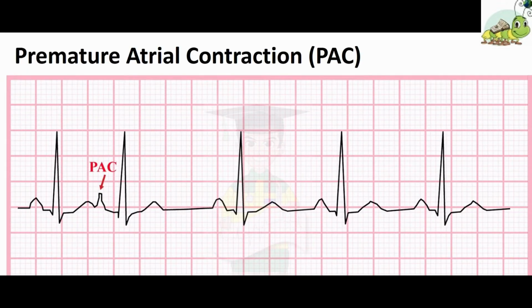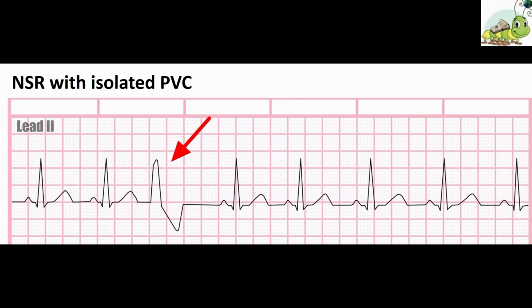Stimuli outside of the normal conduction pathway may cause an extra contraction called an extrasystole. In the atrium, it is called a premature atrial contraction, PAC. In the ventricle, it is called a premature ventricular contraction, PVC.